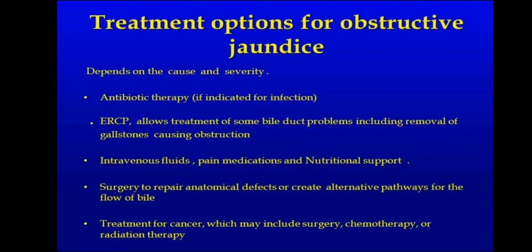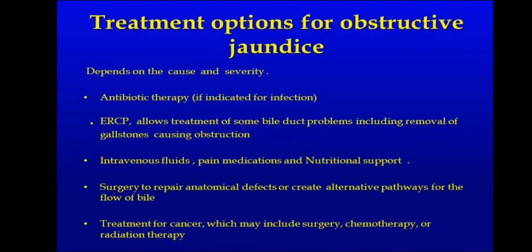The investigations suggested are serum bilirubin, serum albumin, prothrombin, serum alkaline phosphatase, then ultrasound abdomen can be done, ERCP, all those routine investigations can be done in this condition also. And the treatment options for obstructive jaundice depend on the cause and the severity.